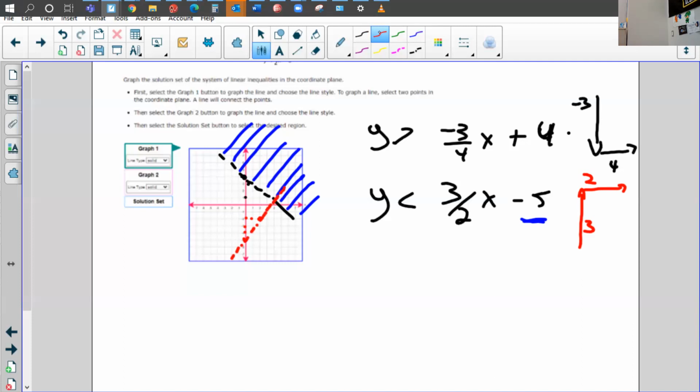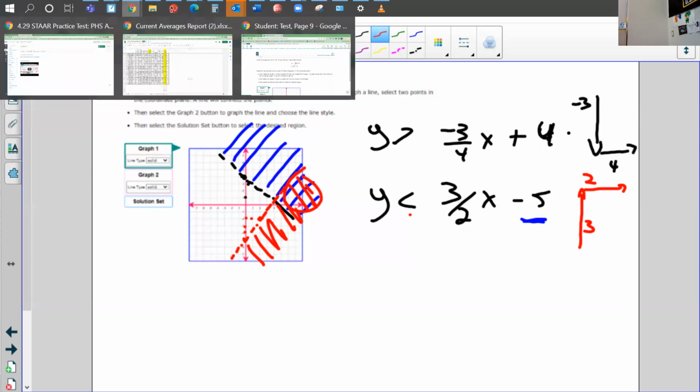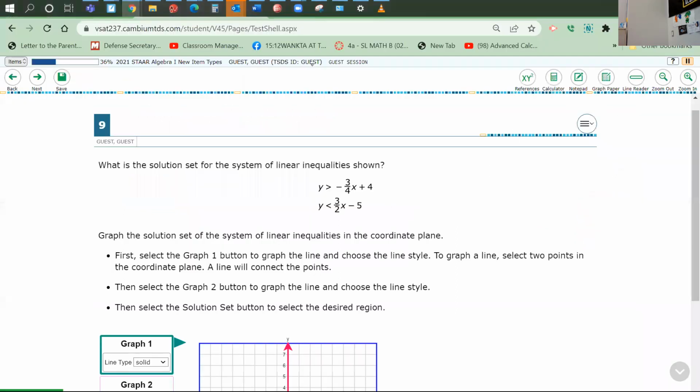Dashed line. And now it's less than. So everything below the line, less than is this side. So we shade, and you can see this is where the areas intersect. It's going to be my solution area. So let's go back and look at this now. So here we go.